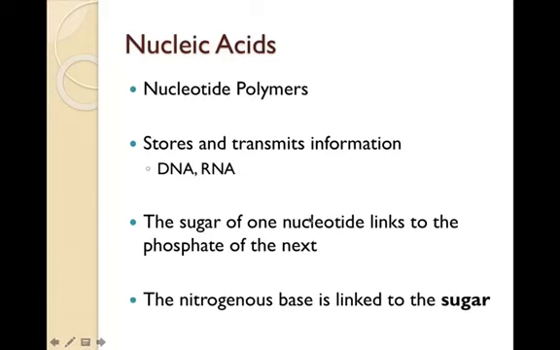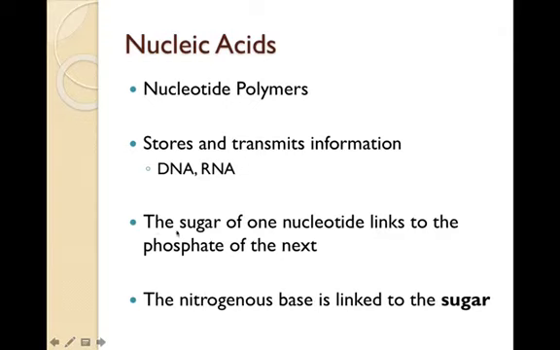The best known place where nucleic acids exist in living organisms is in the form of nucleotide polymers. These nucleotide polymers are a place where information is stored and transmitted. This storage of information is in the form of DNA and RNA, and these two molecules are nucleic acid polymers, or nucleotide polymers.